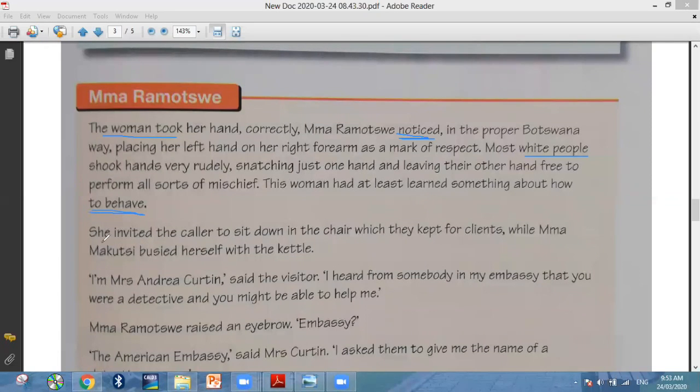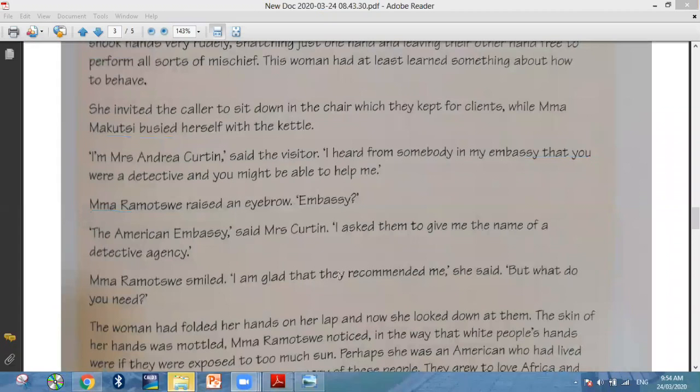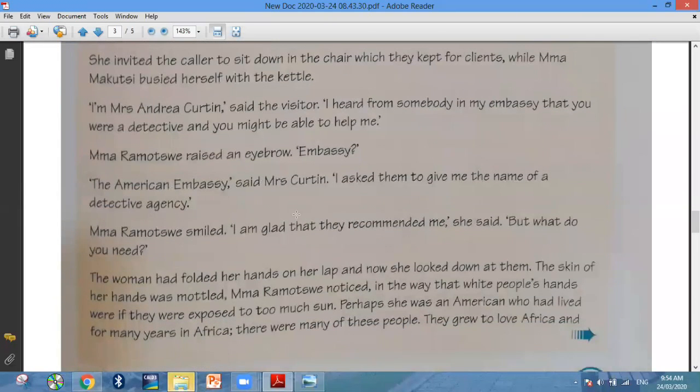She invited the visitor to sit down in the chair, which they kept for clients, while Mama Ramatswi busied herself with the kettle. I'm Mrs. Anglia Curtin, said the visitor. I heard from somebody in my embassy that you were a detective and you might be able to help me. Mama Ramatswi raised an eyebrow. Embassy? The American embassy, said Mrs. Curtin. I asked them to give me the name of a detective agency. Mama Ramatswi smiled. I'm glad that they recommended me, she said. But what do you need?